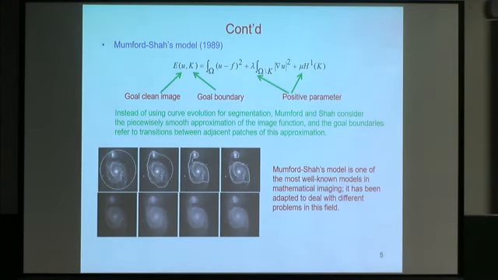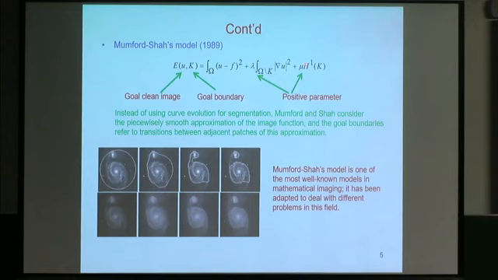In fact, more than that, in 1989 one of the most famous models using variational methods in mathematical imaging was given by Mumford and Shah. Besides the boundary, this model also includes the denoising part. Here u is the clean image and K is the boundary. This term is what we always call the fitting term. This one makes the clean image as smooth as possible. And this one is the length of the boundary, which we can say is the Hausdorff measure.